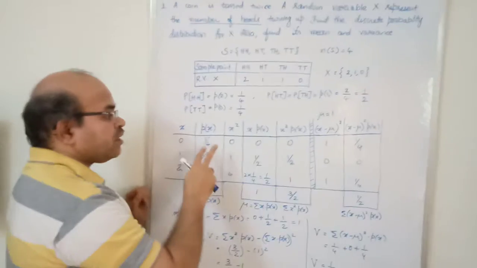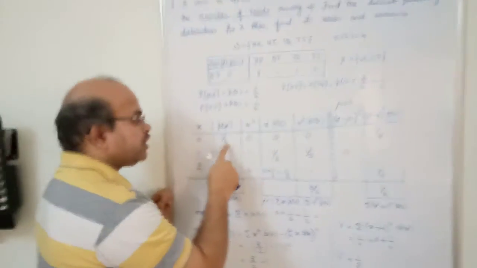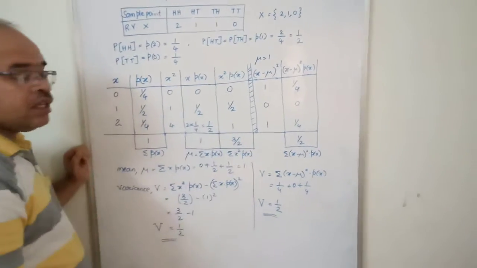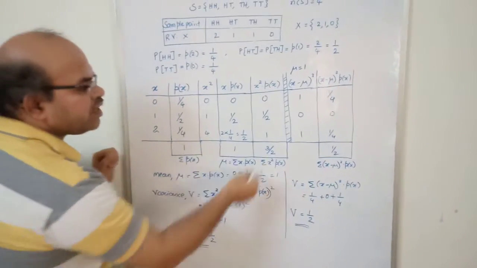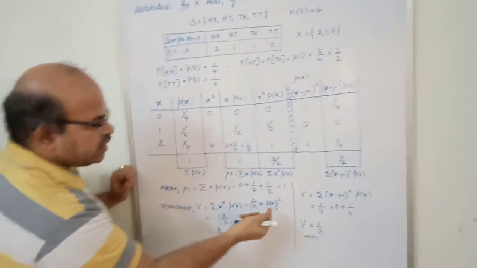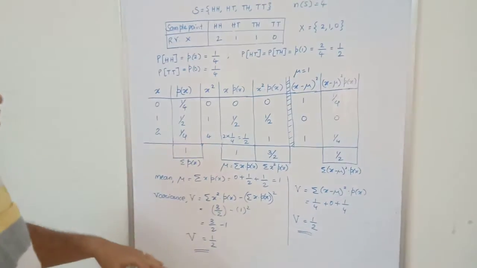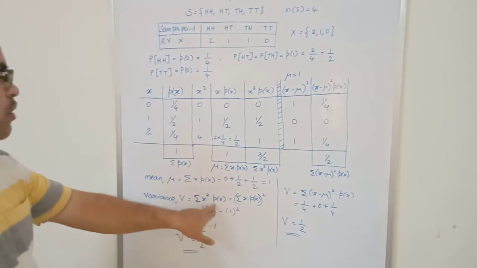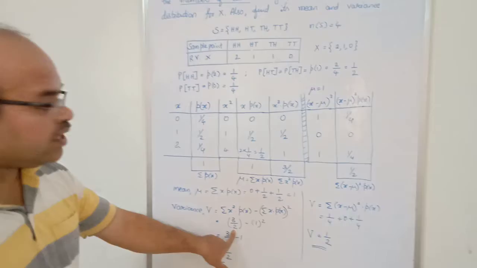Multiply the elements of the second column and the third column. 0 into 1 by 4 is 0, 1 into 1 by 2 is 1 by 2, 4 into 1 by 4 is 1. Now add all these things, you will get 3 by 2. 1 plus half is 3 by 2. So I have added here x square into P of x. Summation of that is 3 by 2.